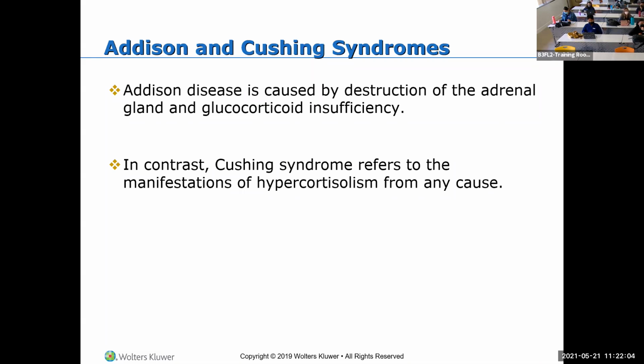Steroid. Steroid. Look at that one. Deficiency of steroid. Cortisol is not there. So I do need steroid. Adrenal gland and glucocorticoid insufficiency results in Addison disease. Otherwise, my blood volume will go down, my blood pressure will go down, and I will go down too. Gone. In contrast, Cushing syndrome.